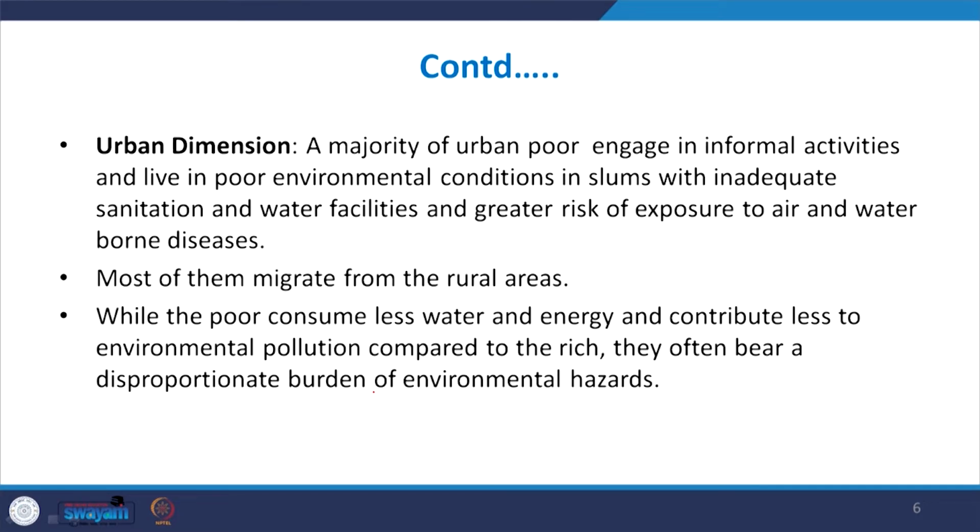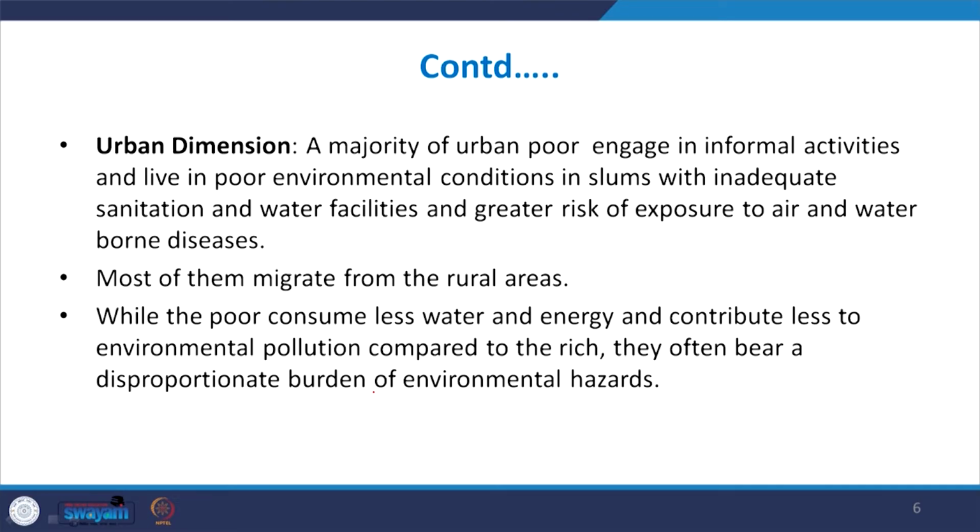poor urban people. And these urban people living in slums are mostly migrated from the rural area. There is an urban dimension of the relationship between environment and poverty. A majority of urban poor engage in informal activities, and they live in poor environmental conditions, in slums with inadequate sanitation and water facilities, and also have greater risk of exposure to air and waterborne disease. And most of these poor urban workers migrate from the rural area.